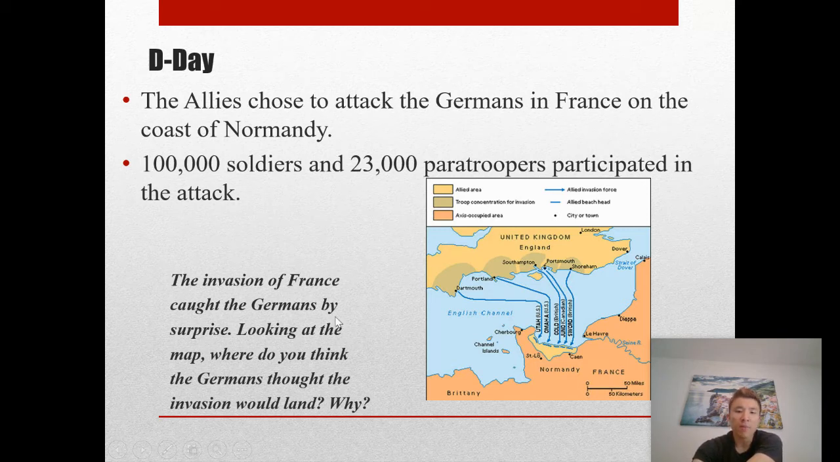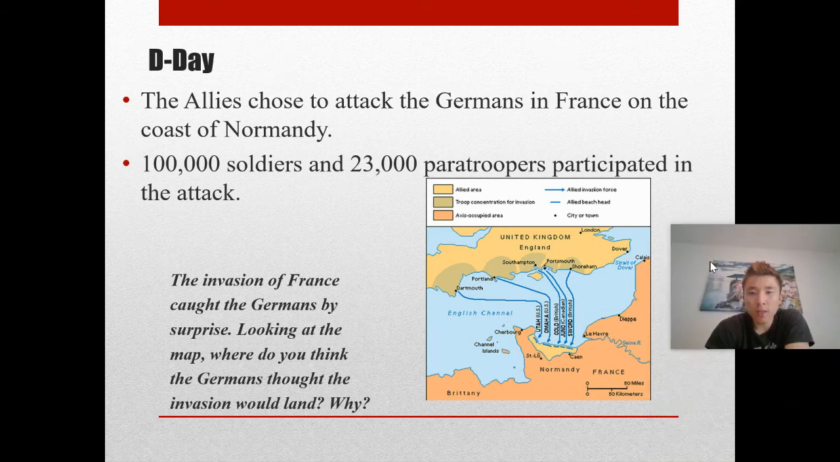And looking at the map, where do you think the Germans thought the invasion would land? Let me move my screen a little bit here so we can take a look at this map. So many people in Germany thought that if an invasion were to come, it may have been right over here in a small city called Calais, or basically in Dieppe. Basically, the English Channel is not too far away. That separates England from France.